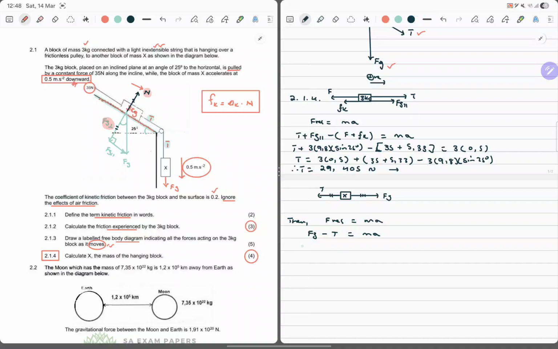Fg is just going to be the mass of X. We can just say mx times 9,8 minus 29,405 equals mx times 0,5. Okay, let's not say X, but M of X, or mx. So we've got 9,8 mx minus 29,405 equals, this is just 0,5 mx.